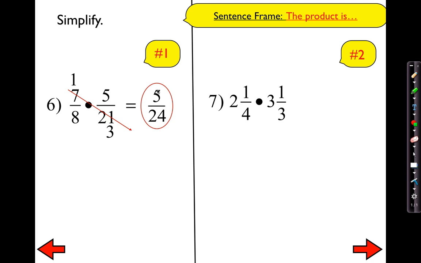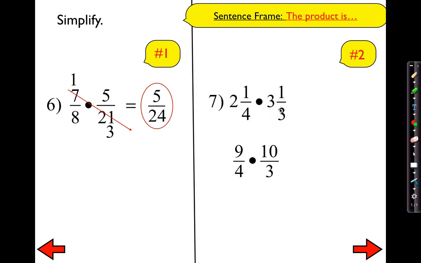Number 7 is different. Number 7 is a mixed number times a mixed number. So if you remember, with mixed numbers, the first thing you want to do is turn it into an improper fraction. So let's do that. So here, we're going to do 4 times 2, which is 8, plus 1 is 9. So that's going to be 9/4. Here, 3 times 3 is 9, plus 1 is 10, so that's 10/3.